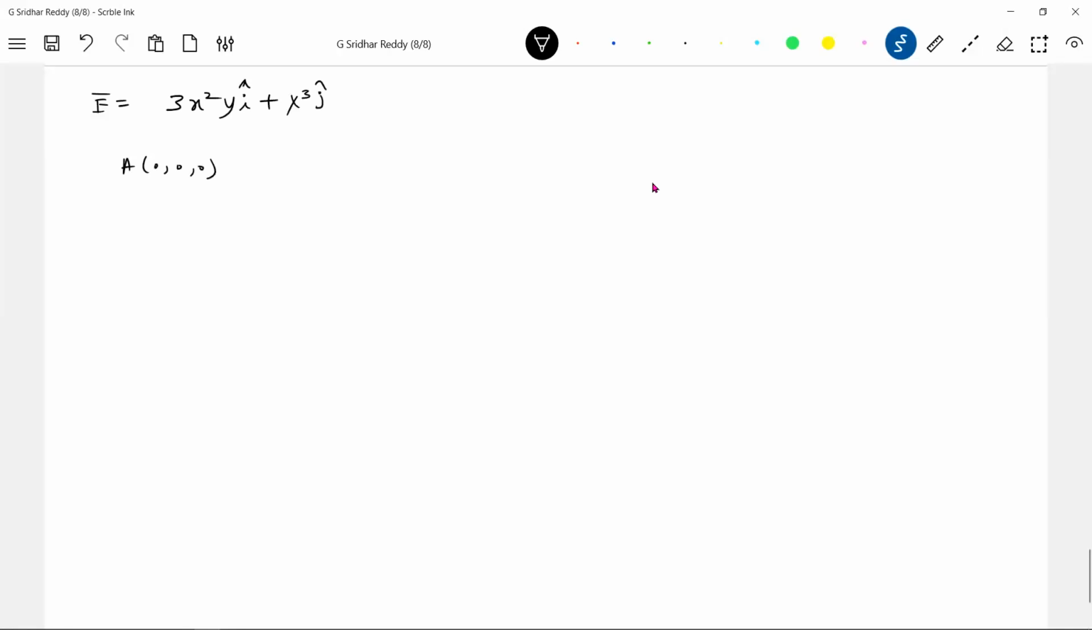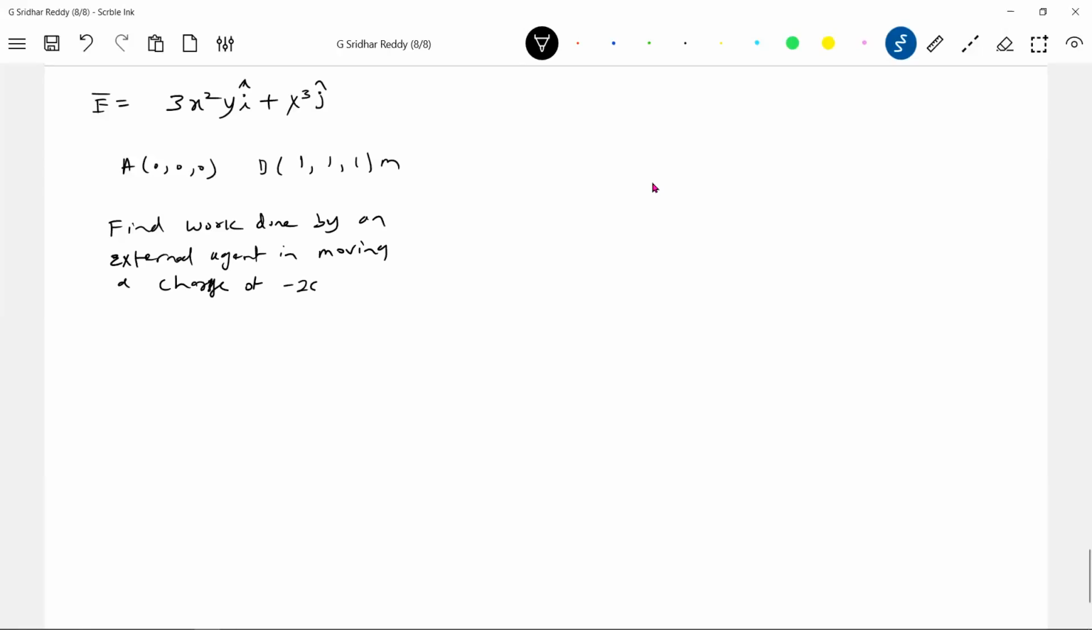A (0,0), B is (1,1), and this is a uniform electric field. So you have to calculate the work done by an external agent in moving a charge of -2 coulombs from A to B. Find the work done by an external agent. Carry on now.